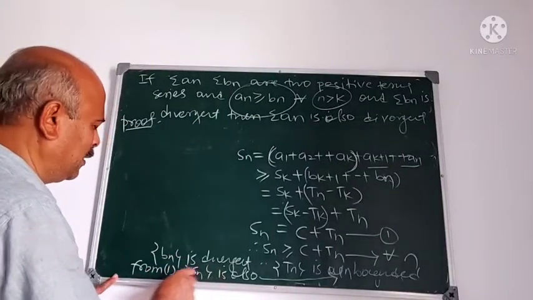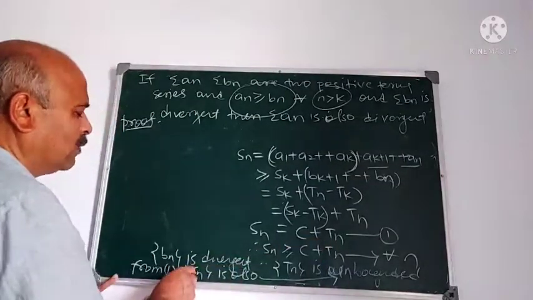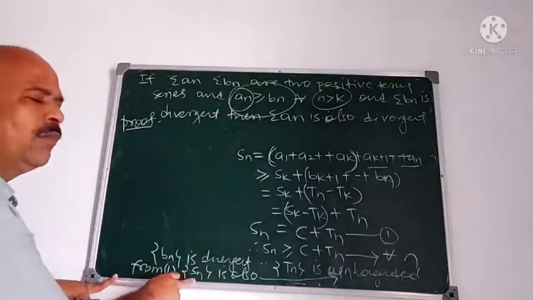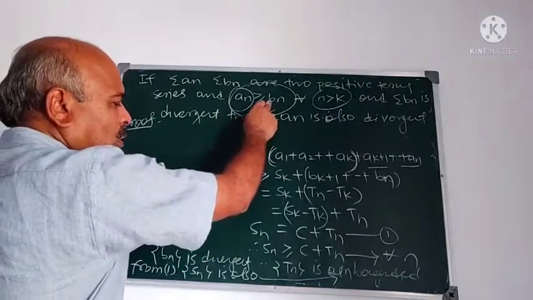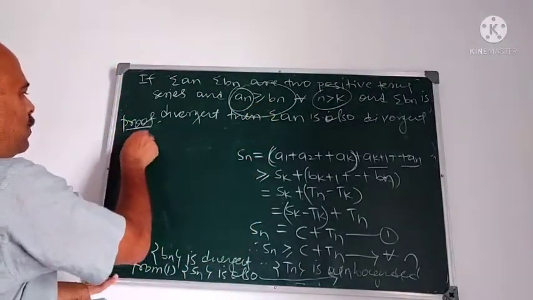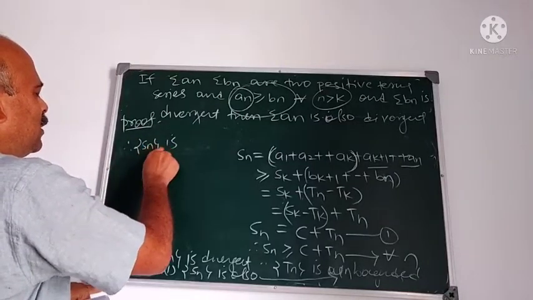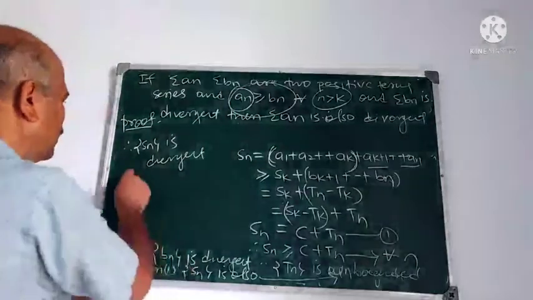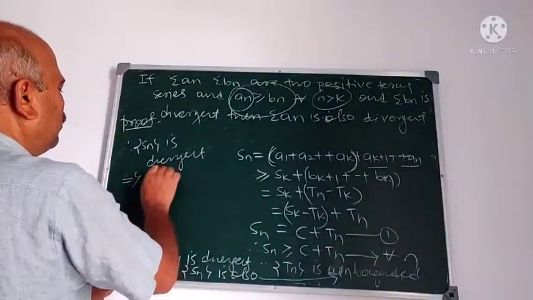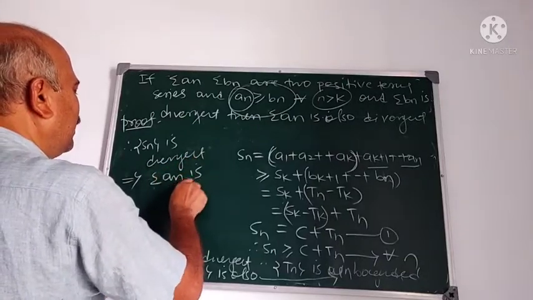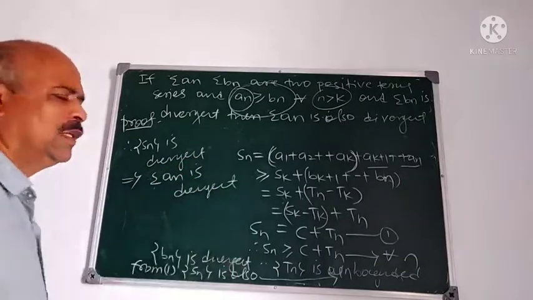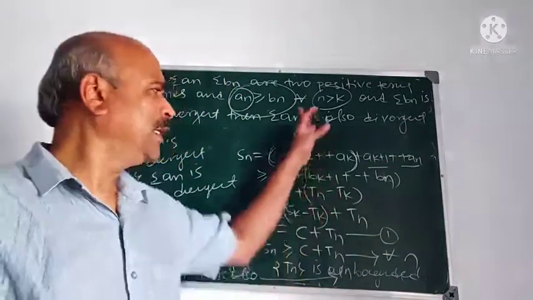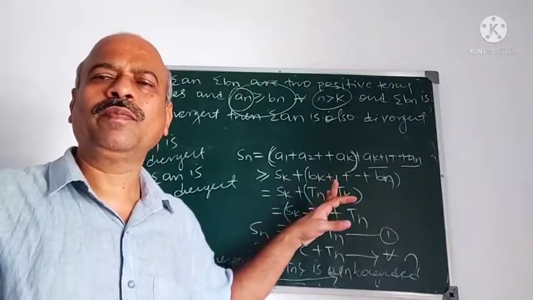Now what happened here? Come to this last step. From 1, the sequence of partial sums of sigma an is unbounded because of this. Therefore, Sn is divergent. What is Sn? The sequence of partial sums of an is divergent. This implies sigma an is divergent. So these two theorems are very fundamental. Proofs are also important. I think you followed the proof of this one.